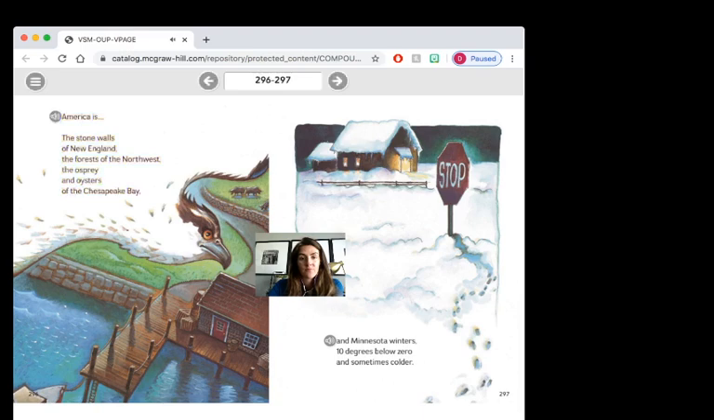The osprey. What is osprey? Let's reread. The osprey and oysters of the Chesapeake Bay. I see two things here. I see this barn, and I see maybe some cows down here. And then I see this bird. So this must be the osprey. This bird is called an osprey.